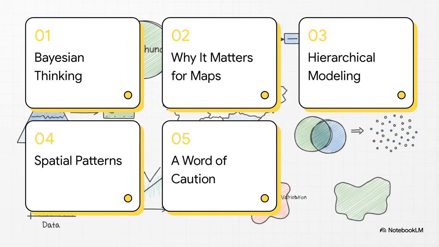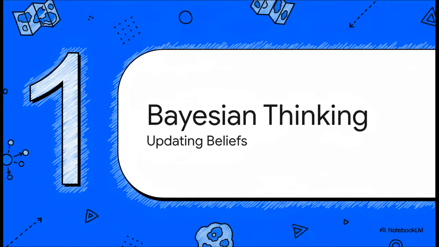So, here's our game plan for today. First, we'll get our heads around the Bayesian way of thinking. It's a whole philosophy, really. Then we'll talk about why this matters so much for making good maps. We'll break down how these models are built layer by layer, look at the cool ways they capture those spatial patterns we've been talking about, and then, we got to wrap up with a healthy dose of caution. All right, let's start at the beginning.